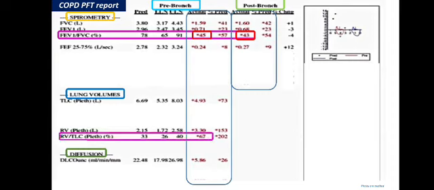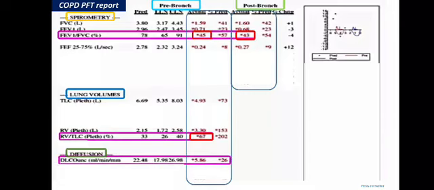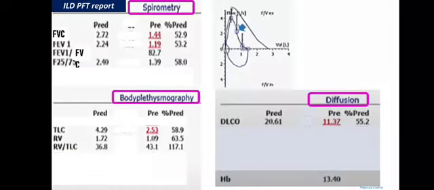The RV-TLC ratio, here the actual value is to be considered. It is 67%, this is more than 35%, so it is likely to be COPD. And the diffusion value, what is the diffusion carbon monoxide DLCO value? It is 26, it should be more than 80%, so it is a case of COPD. So what to look for? In COPD, we have to look for FEV1-FVC ratio, RV-TLC ratio and DLCO.